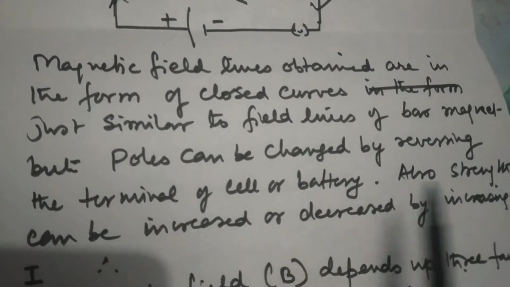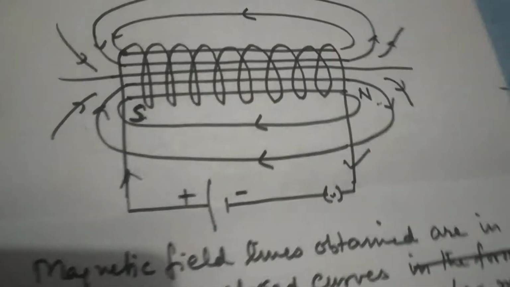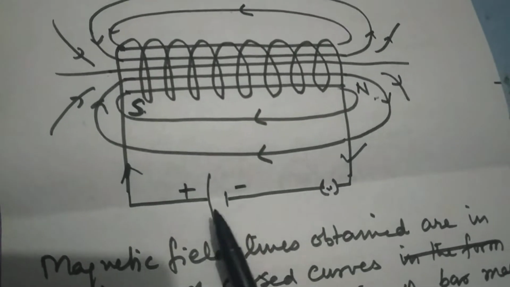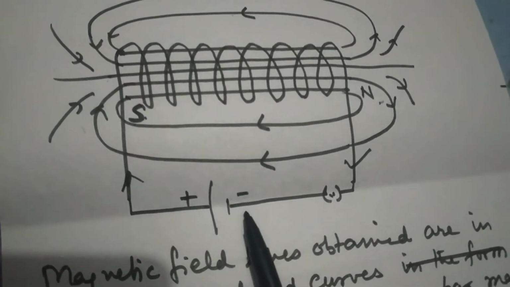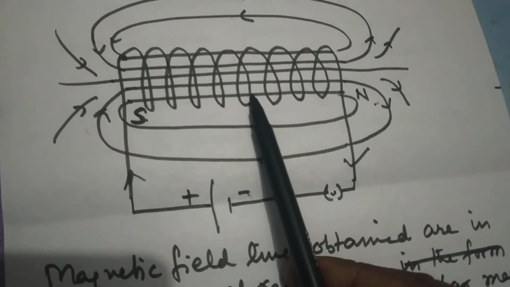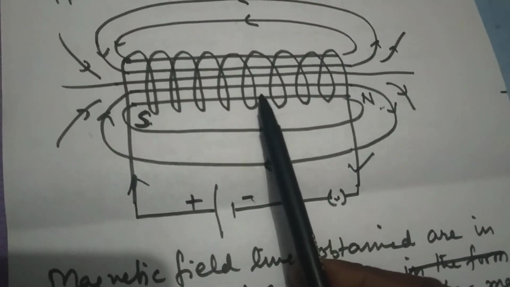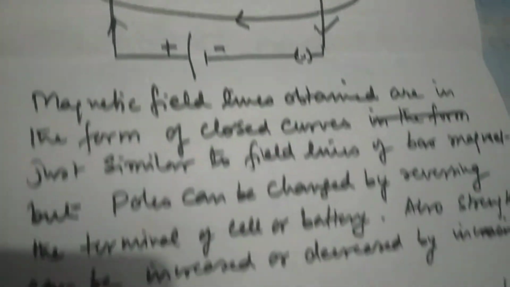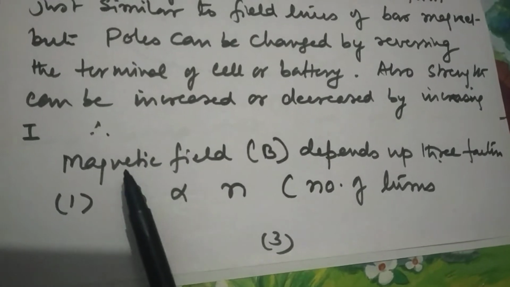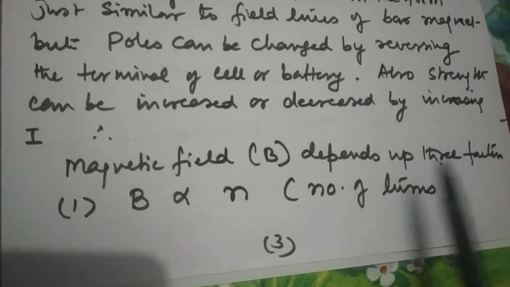And another thing is that we can also increase its intensity, its strength, by increasing the strength of the current. We have taken one cell. If you take two cells, three cells and go on increasing the current, the strength of the magnetic field or the strength of the solenoid will also increase. So we can now easily conclude that the magnetic field depends upon 3 factors.